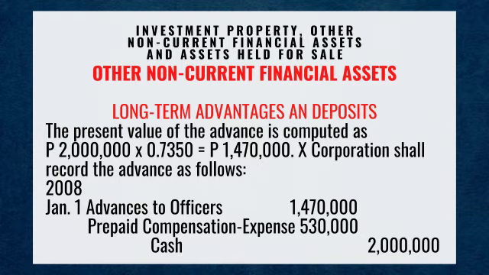The present value of the advance is computed as 2 million pesos multiplied by 0.7350, equivalent to 1,470,000 pesos. X Corporation shall record the advance as follows. 2008, January 1st, debit advances to officers 1,470,000 pesos, debit prepaid compensation expense for 530,000 pesos, and credit cash for 2 million pesos.